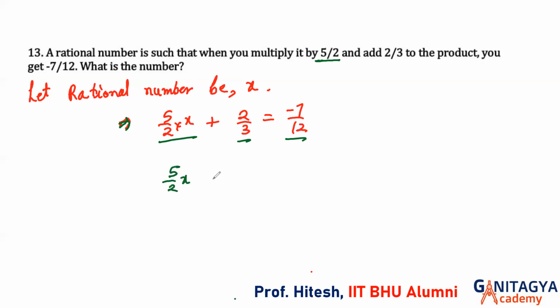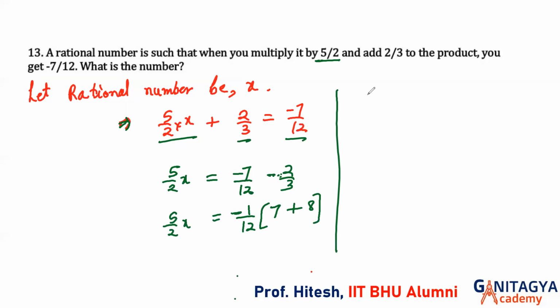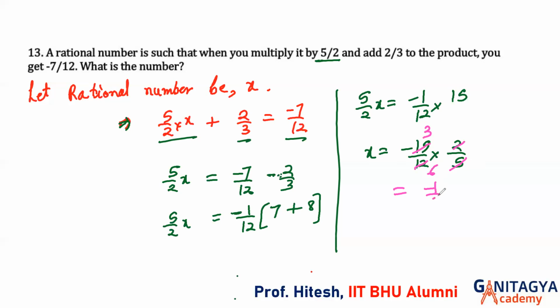So 5 by 2x will be minus 7 upon 12 minus 2 by 3. So this will be minus 1 by 12, I can take common. It is 7 plus 8, which is 15. So 5 by 2x is minus 15 by 12. So x will be minus 15 upon 12 into 2 upon 5. So it is nothing but 5 into, here this is 3 and this is 6, so it is minus 1 upon 2. X will be minus 1 upon 2. Okay, this is the rational number which was required.